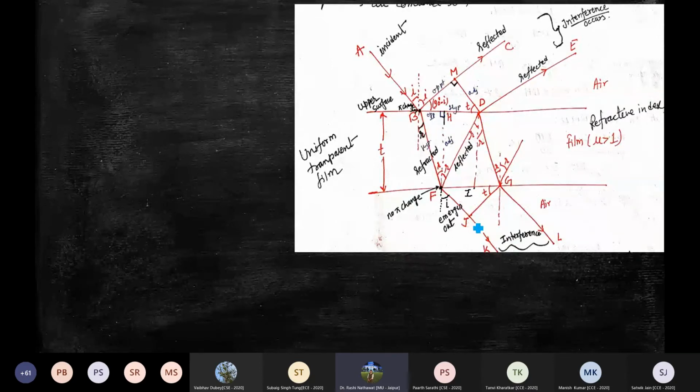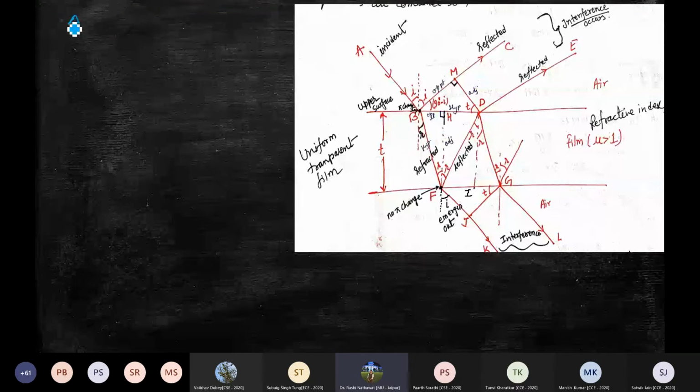Now in order to obtain the interference pattern between the transmitted waves, we calculate the path difference between wave FK and GL. So we will calculate the path difference between those two waves, FK and GL. So we'll do some geometry here, some mathematics. Okay, let's go.